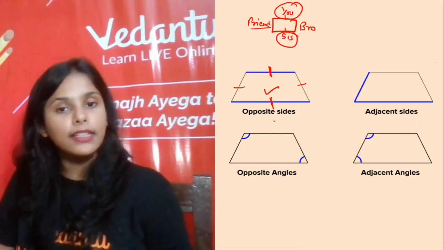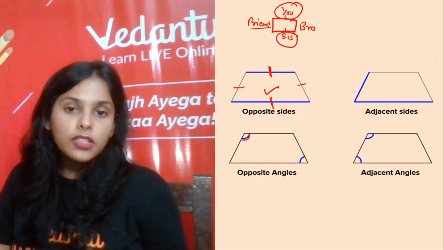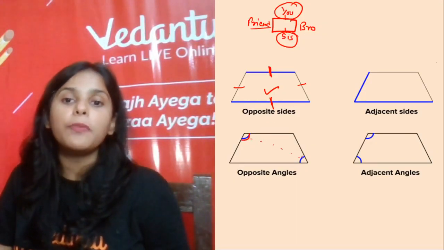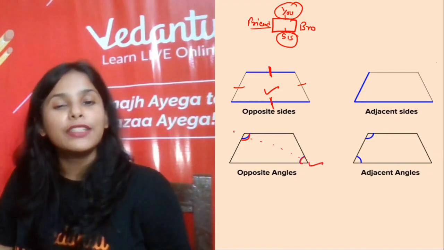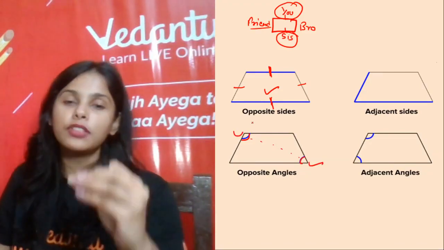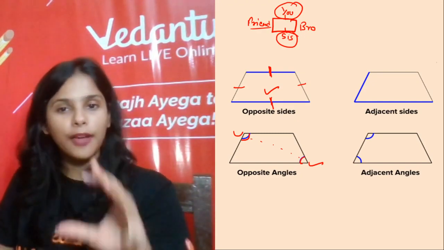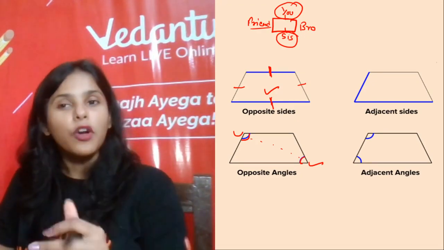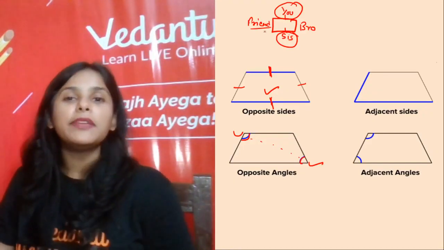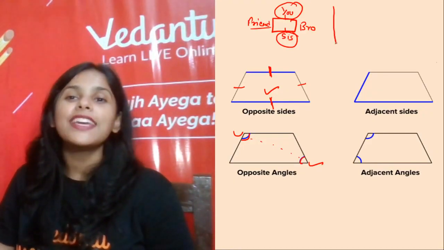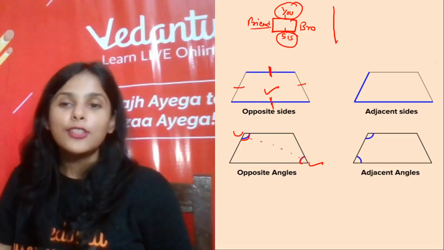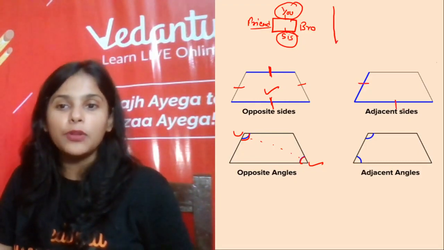And what about the angles? The angle which is opposite, meaning the angle sitting in front, will be its opposite angle, and the side sitting in front will be its opposite side. So now opposite is clear. Now what is adjacent? Adjacent means neighbors. So this side is its neighbor.